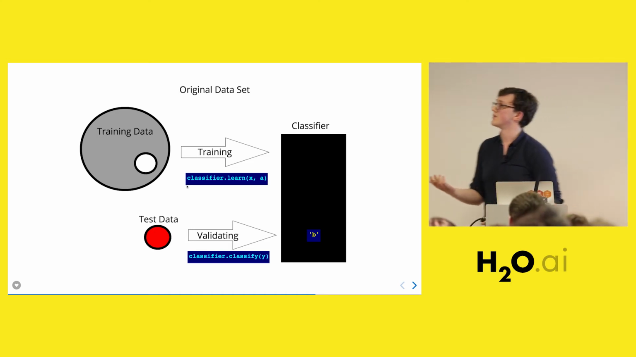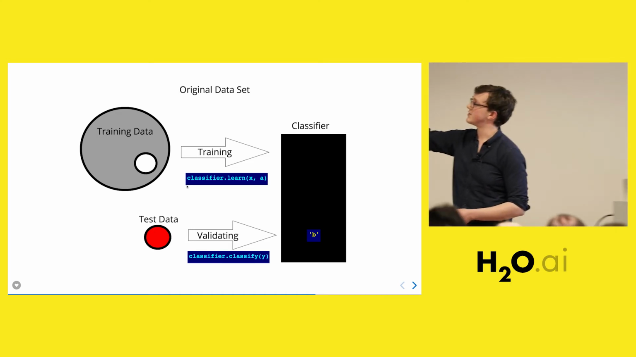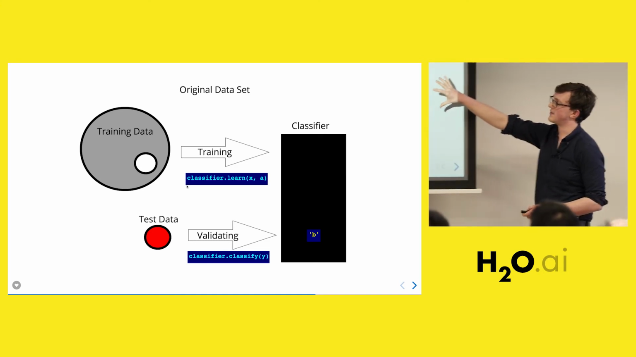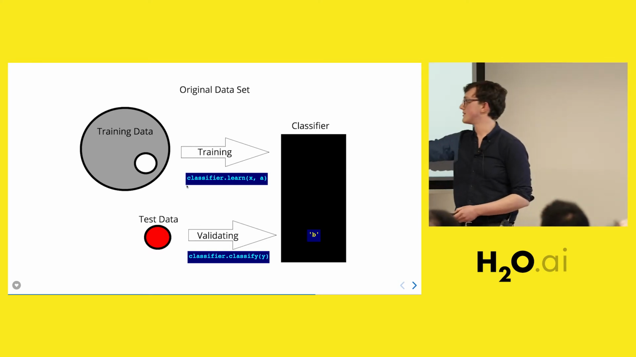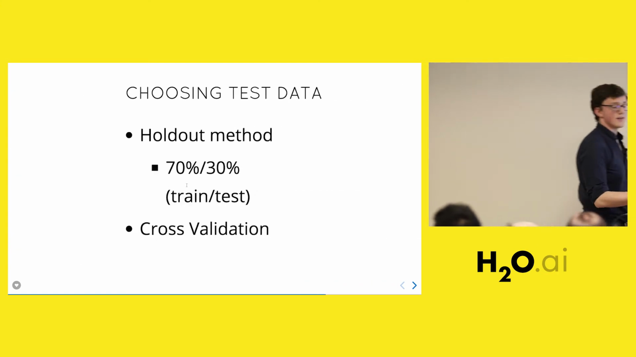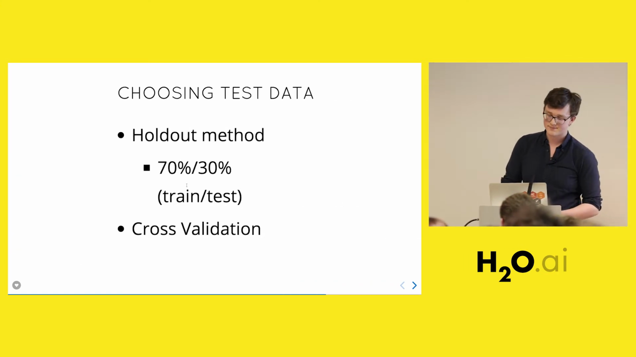In the library that I was using, it looks a bit like this. So we have a classifier.learn for every X element of the training data set, putting it into the classifier, and then we validate the test data, doing classifier.classify on every Y element of the test set, and seeing if the output matches what we expect.